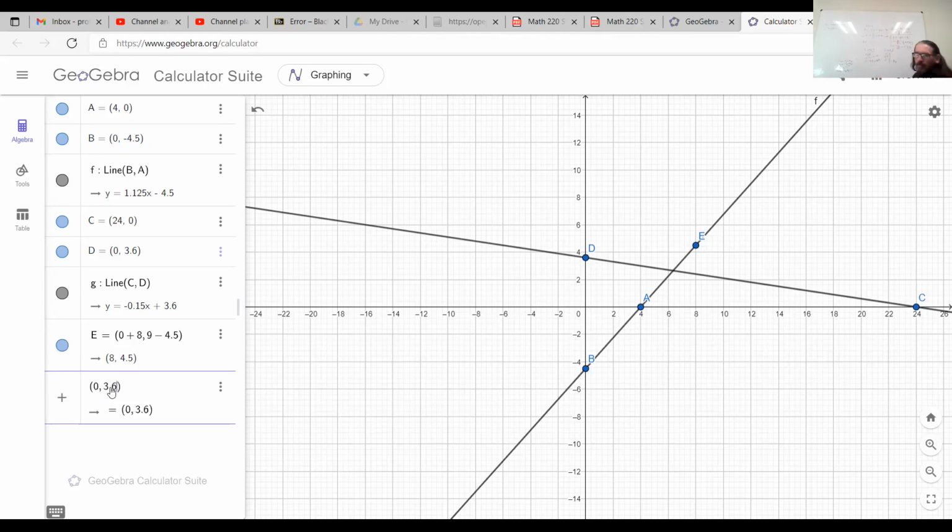And I want to go, because of the denominator, 20 units right of the 0 and 3 units down from the 3.6, then that is on the second line. But where are they crossing?